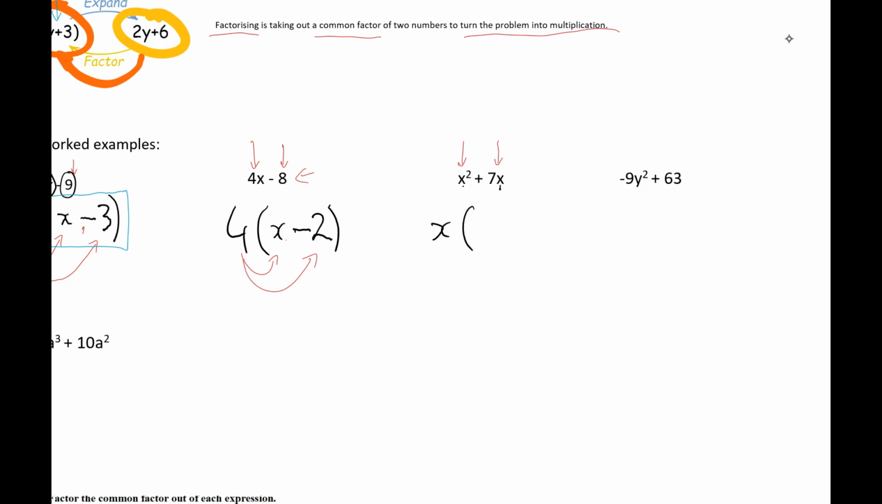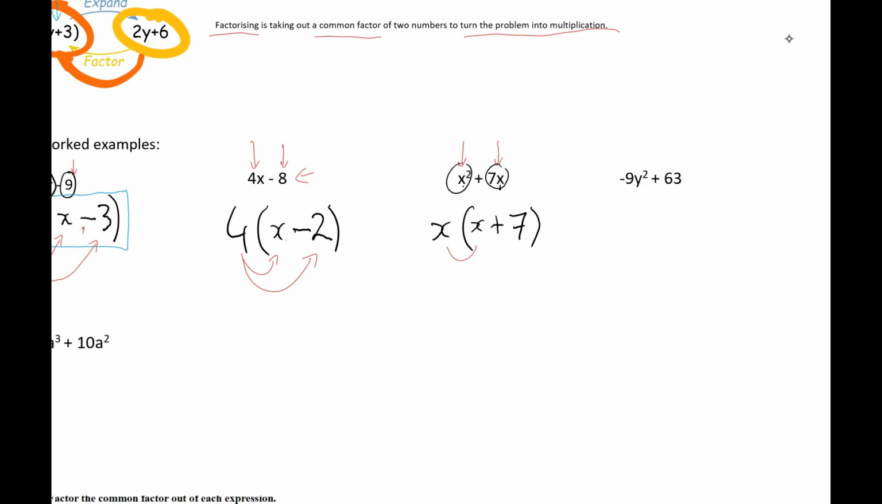What times x gets us our x squared at the front? Well, x times x is x squared, so let's put an x there. We'll put our plus in the middle, and then x times what gets us our 7x on the end? Well, x times 7 will get us that. Let's test that works.